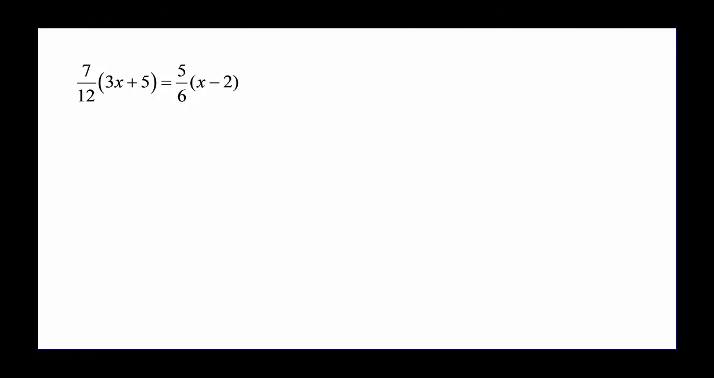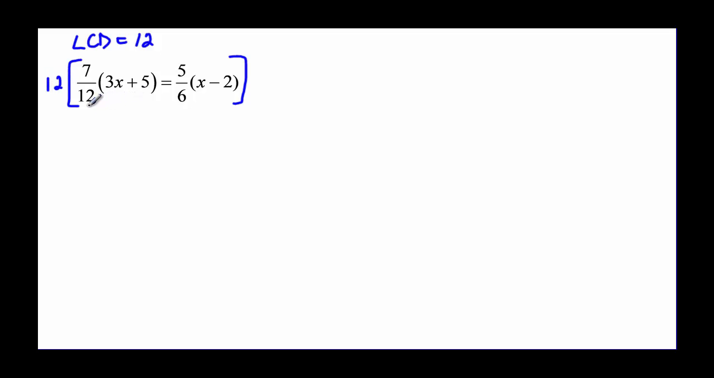Look at this fun example then. I have lots of things going on here, but the first thing I always have to do is find the least common denominator. And between 12 and 6, I can make 6 become 12. So 12 is going to be my least common denominator. So I want to multiply this whole equation by 12.